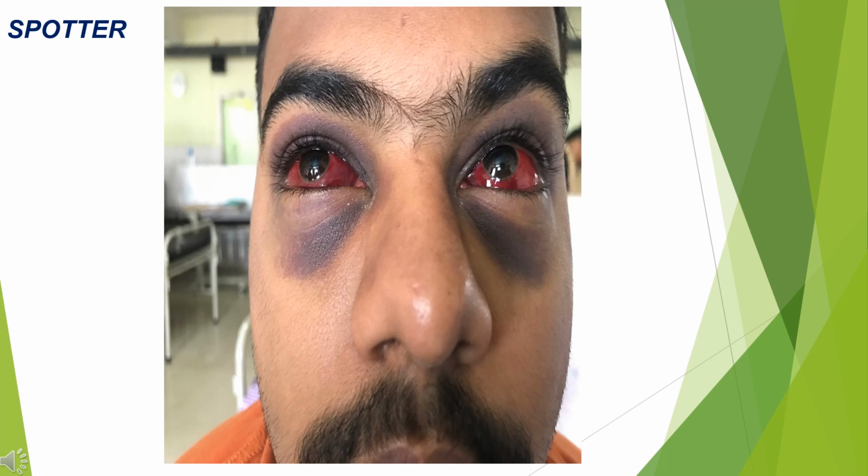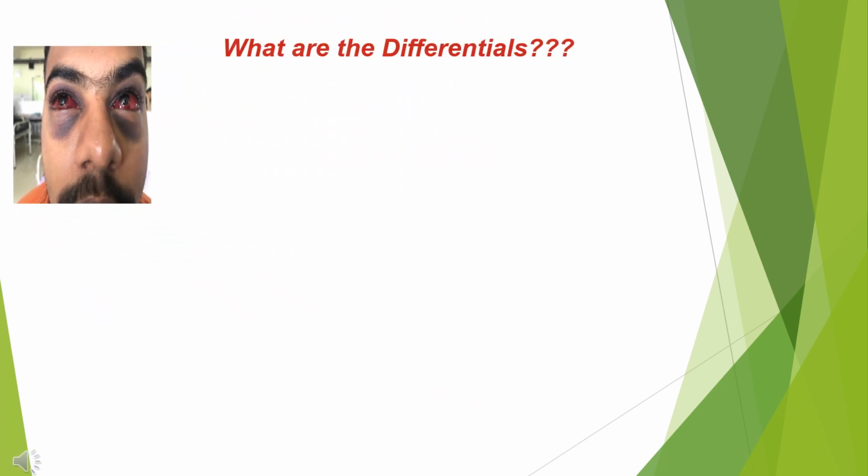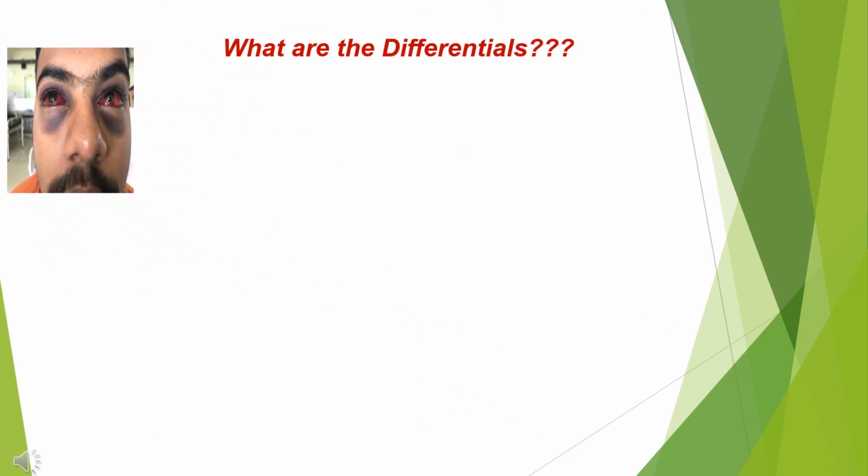Good evening, everyone. So this is the spotter. You can notice that this patient is having subconjunctival hemorrhage and raccoon's eye in the periorbital area. What are the differentials of this case?